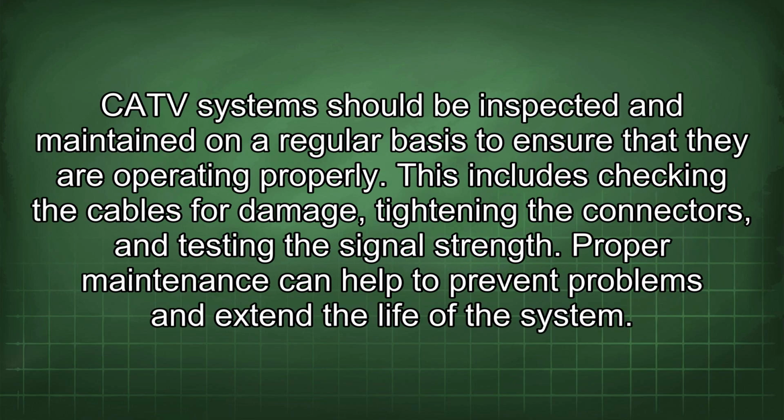CATV systems should be inspected and maintained on a regular basis to ensure that they are operating properly. This includes checking the cables for damage, tightening the connectors, and testing the signal strength. Proper maintenance can help to prevent problems and extend the life of the system.